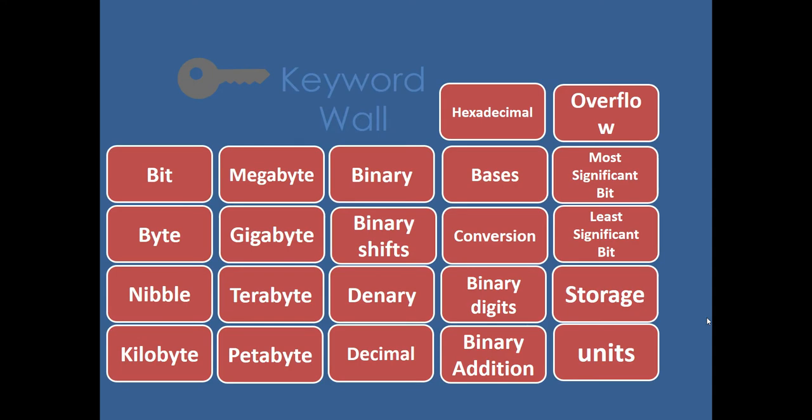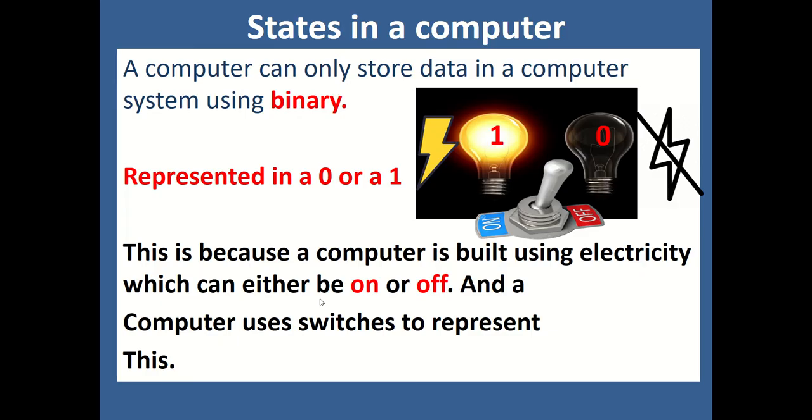Here's our keyword wall. You should know all of these keywords by the end of the unit. Have a look at this keyword. Can you find the word which would be half a byte? That would be a nibble. So a nibble is 4 bits, remember, which is half a byte. Can you find the word which is 1000 bytes? And that would be a kilobyte. Which word on here is its abbreviation TB? That would be a terabyte.